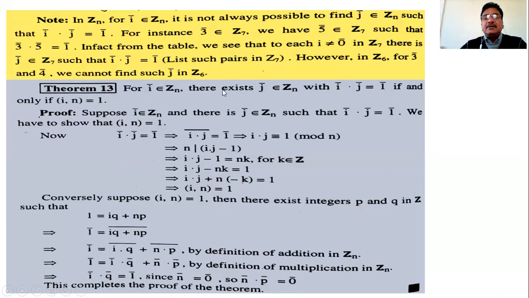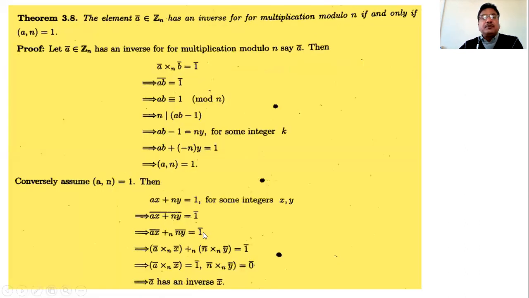For i bar in Zn, there exists j bar. This is the notation. That is, we have to find an element in Zn such that i bar into that element is 1 bar, and that element is q bar. So i bar into q bar is 1 bar, and this completes the proof of the theorem. This theorem is the same theorem that a bar inverse exists.